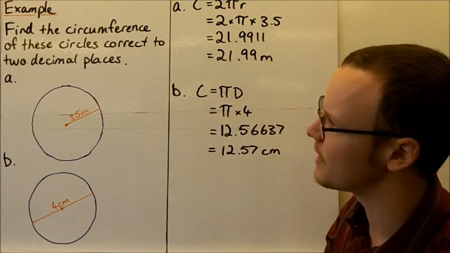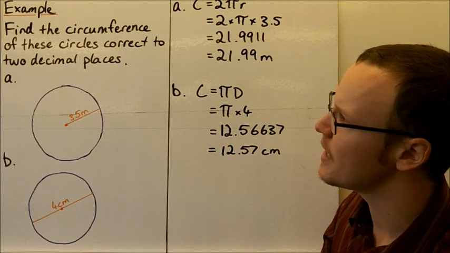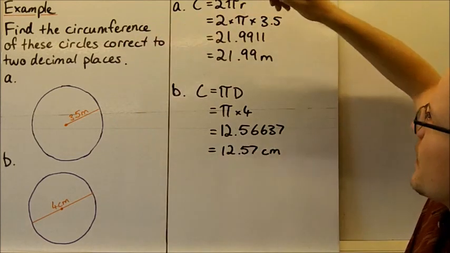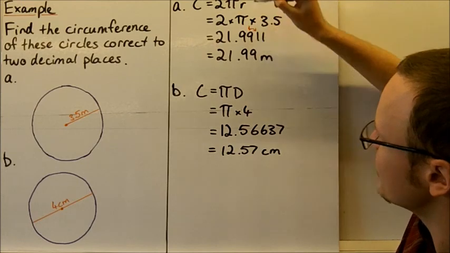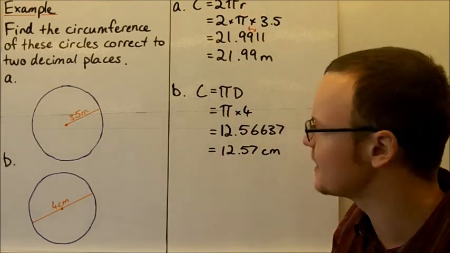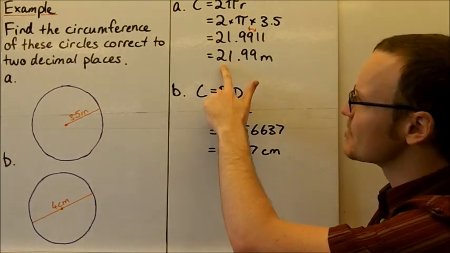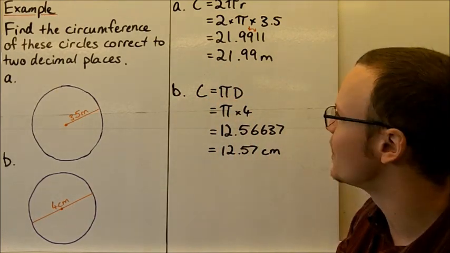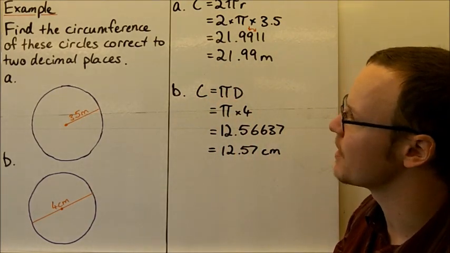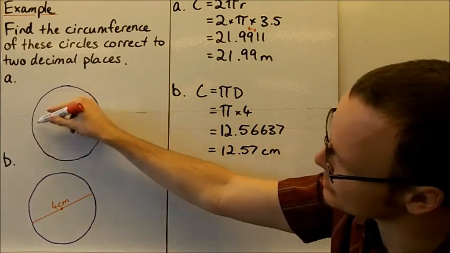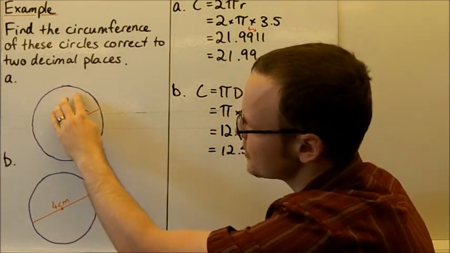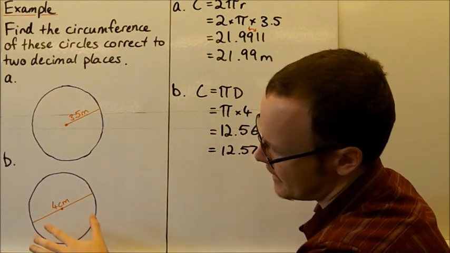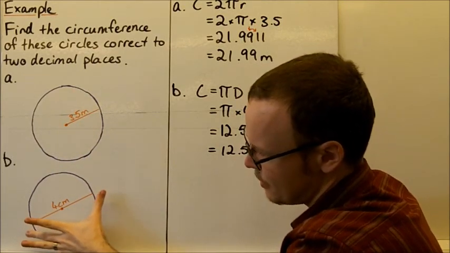But we've only been asked to round it correct to 2 decimal places. So if we look at the second decimal place here, 9, on the right hand side of it's a 1, so we don't have to round up at all. So the answer that we've got is 21.99 metres for the circumference all the way around the outside of that circle there.